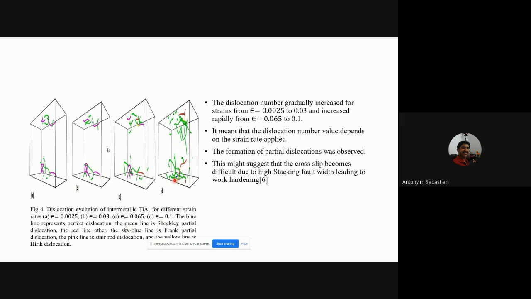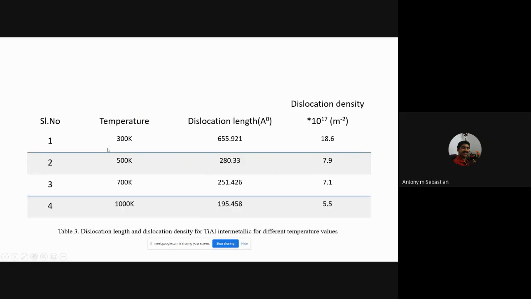So what happens if stacking fault defects come, it means that work hardening has happened. So this might suggest that the cross slip becomes difficult due to high stacking fault width, leading to work hardening. And this is an observation which I've made with increase in temperature.